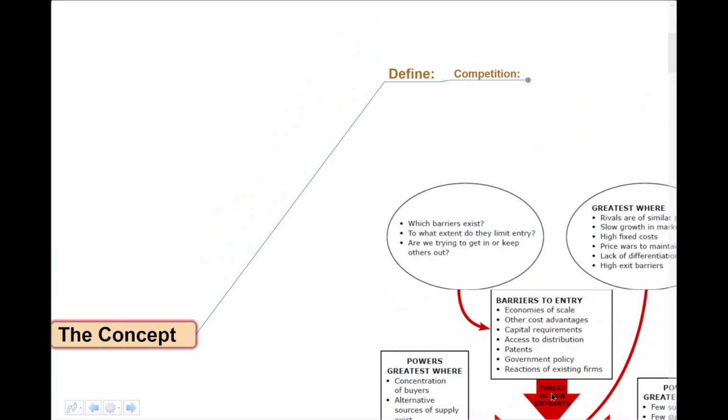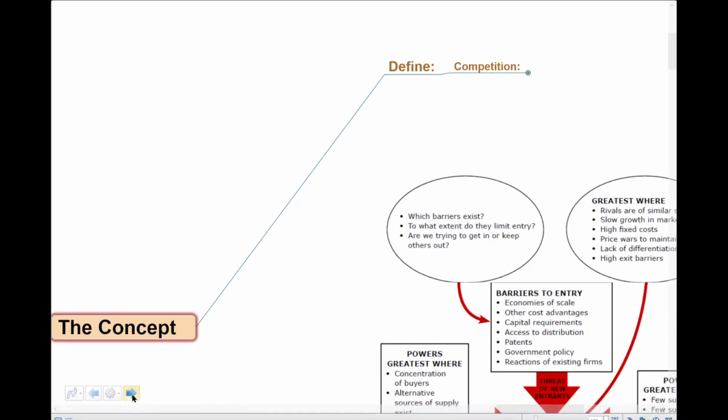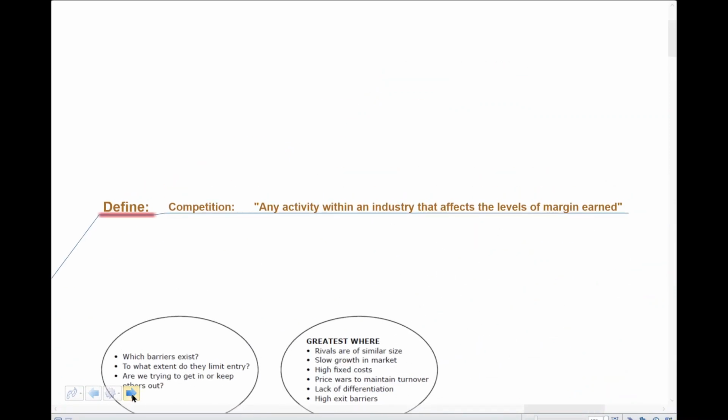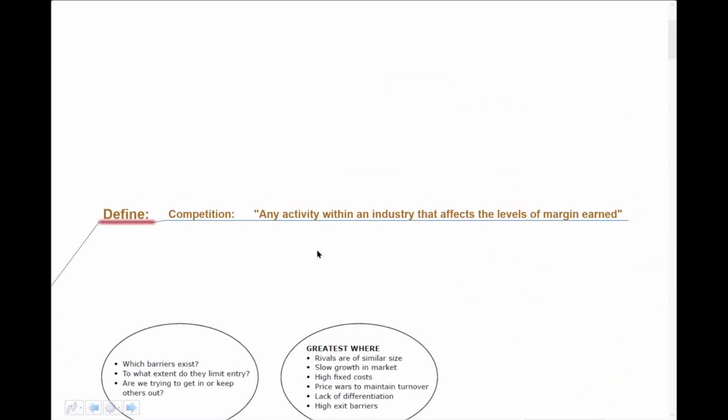Before we go into the model here, let's define exactly what we mean by competition and indeed competitors, and how this ties into Porter's thesis on the 5 forces. So when we think about competition, what do we mean? Well, really, the idea of any activity within the industry that affects the level of margin earned. If we have a fiercely competitive industry, then clearly the level of margin earned will be lower.